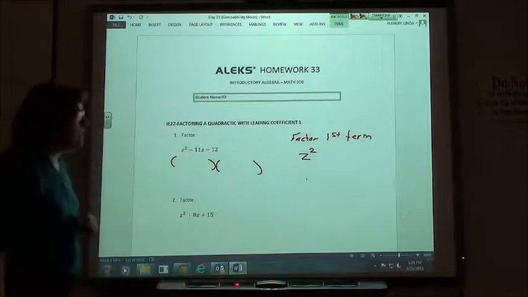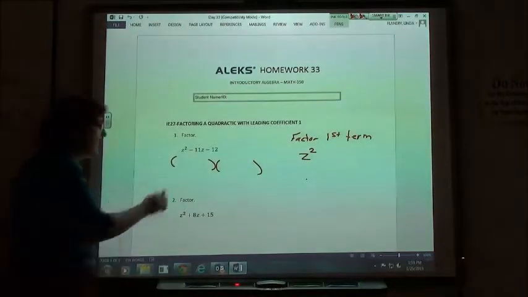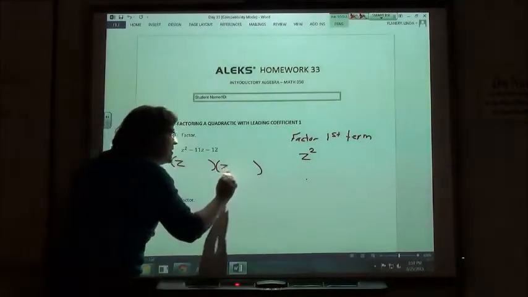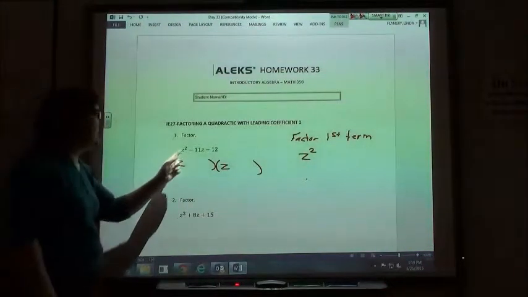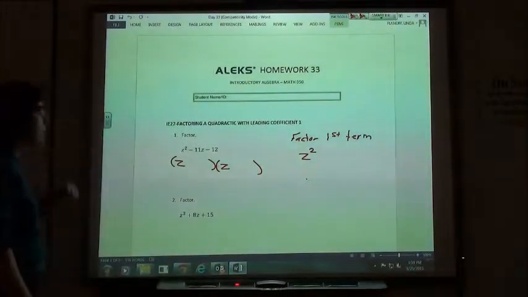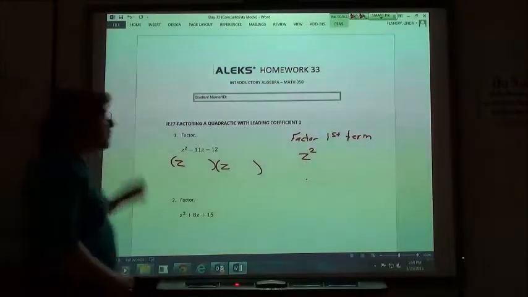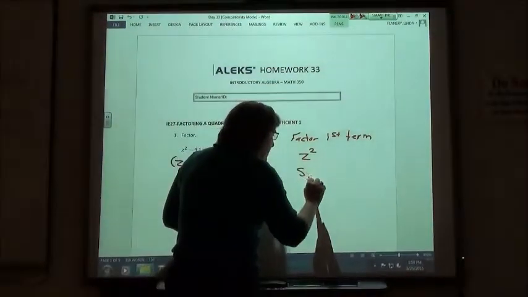What times what gave me a z squared? Well, I would have had to have a z times a z as both of my first terms in order to get z squared. Z times z is z squared. The next thing you're going to do is figure out your signs.